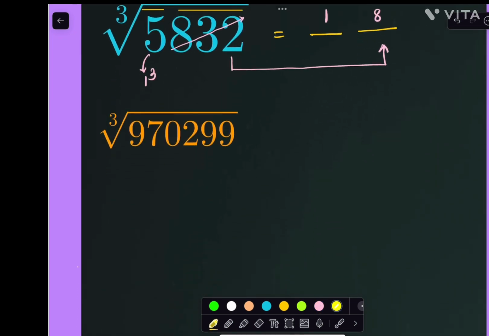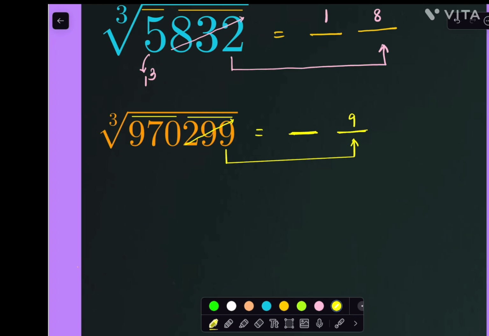Now here also mark bars on 3 numbers from right to left. It contains 2 bars. Your answer definitely contains a 2-digit number. Your result is a 2-digit number. Now how to find the rightmost part of the number? If the number is a perfect cube that ends with 9, its cube root also definitely 100% ends with 9, right? Now these 3 digits I cancelled out, right?